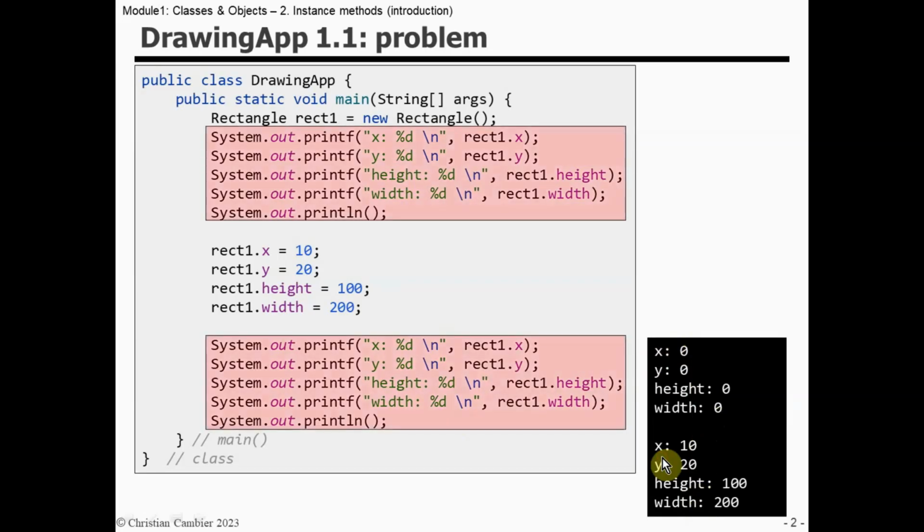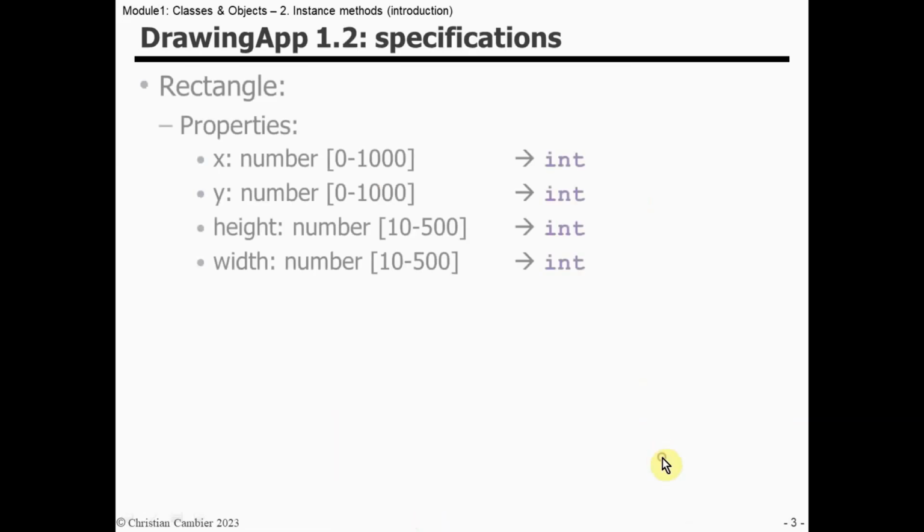But the problem is that we have duplicate code whenever we want to print out the current state of the object, so all four properties. How to deal with it? Well, by implementing a method, an instance method to be more precise, in a rectangle class.